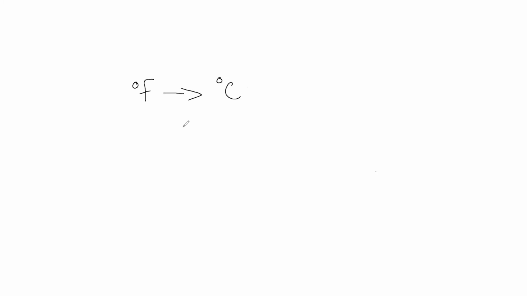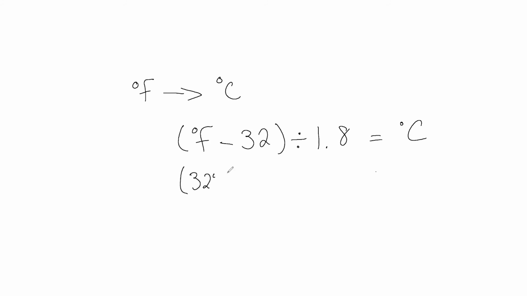We're going to take our degrees Fahrenheit, subtract 32 degrees, and then divide that entire number by 1.8, which will tell us the degrees Fahrenheit in degrees Celsius. So I'm going to give you an example. For easy math, let's do 32 degrees Fahrenheit. We're going to subtract 32 from that, and then divide everything by 1.8 to give us our degrees Celsius.